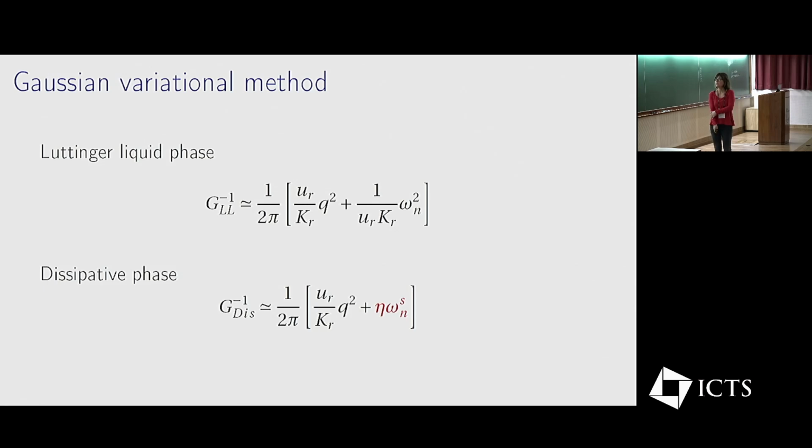And so we performed this Gaussian variational method, which predicts that you have a Luttinger liquid phase with the propagator that you imagine. What happens in this phase is just that the bath renormalizes the parameters of the Luttinger liquid action. Instead, at stronger coupling, you enter a dissipative phase where the omega square dependence that you had in the Luttinger liquid phase is replaced by a fractional omega to the power s term, proportional to eta, which is the strength of this term.